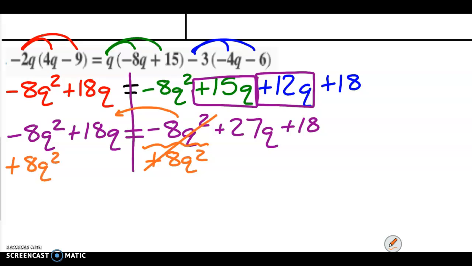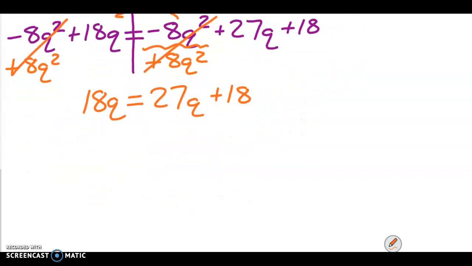Well, what happens when we add 8q squared to the left-hand side? It's another situation with negative 8 plus 8. That's also going to cancel. So all my q squared terms are gone. So now I've got an 18q on the left-hand side. On the right-hand side, I have a 27q plus 18.